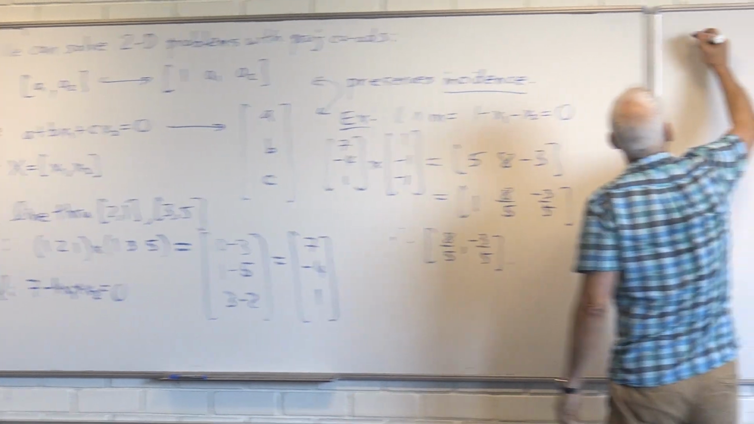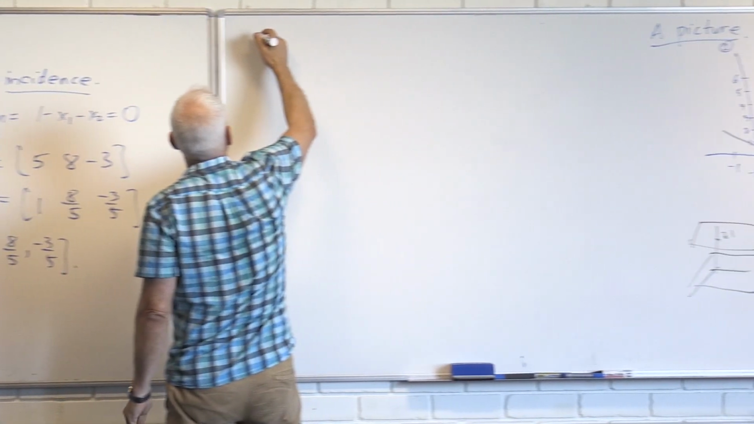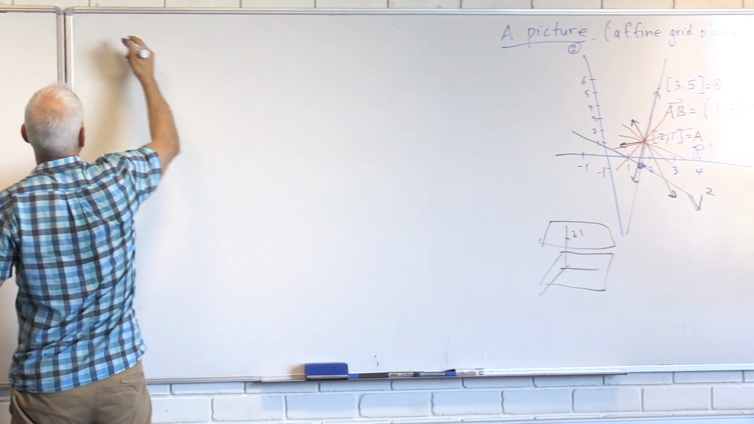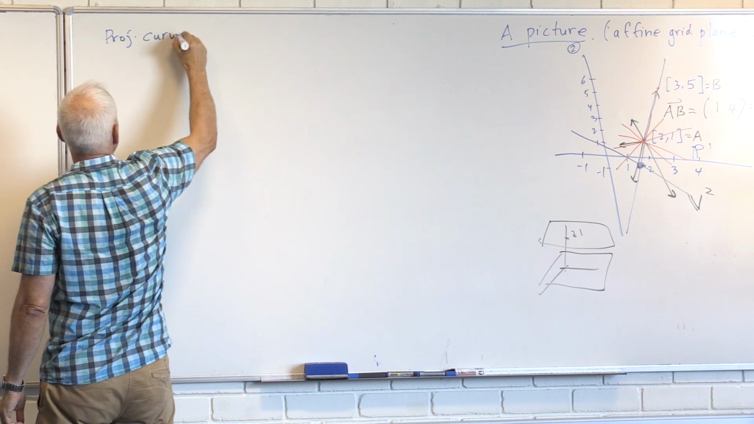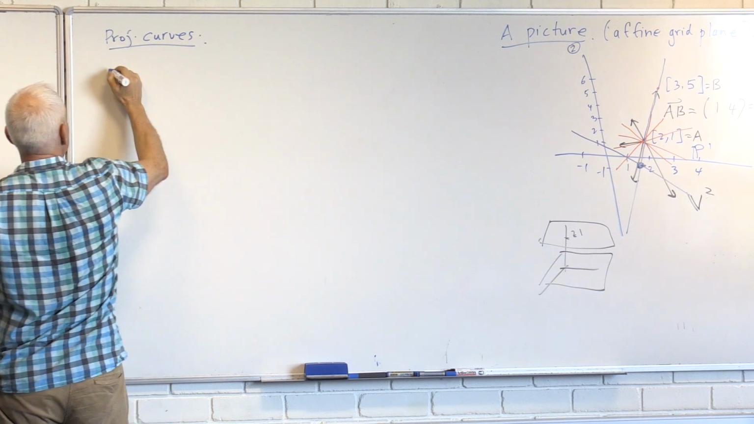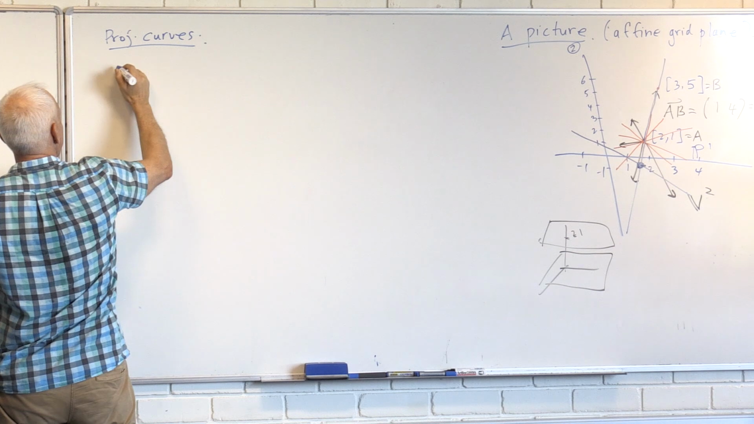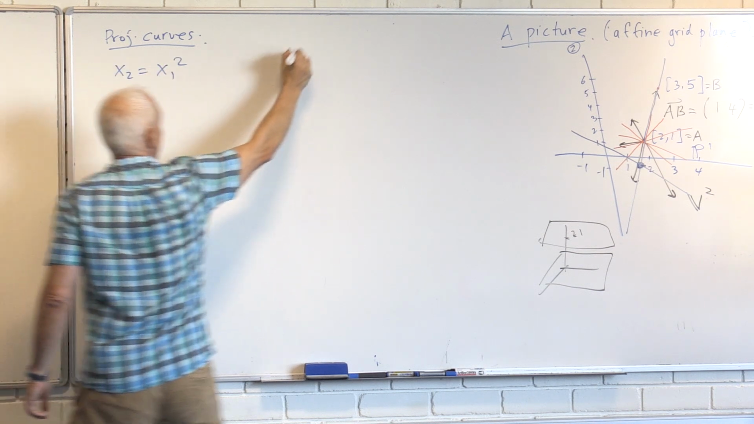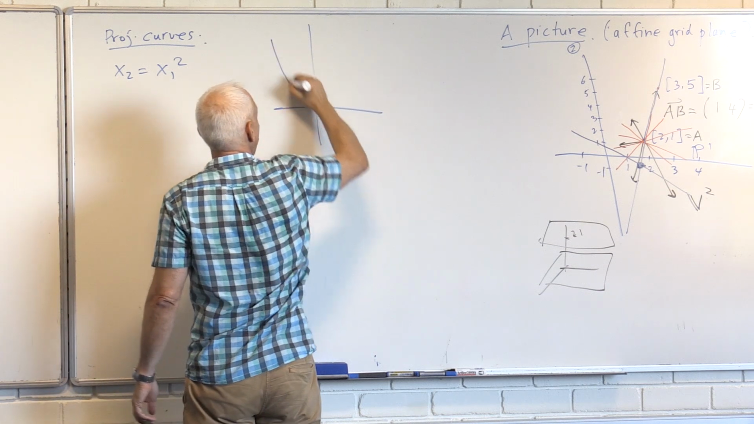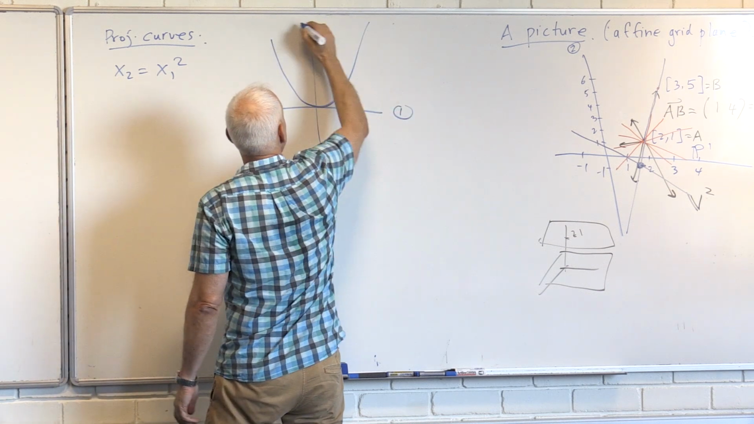And finally, another important aspect of this is that it enlarges our view of curves. So we get projective curves from affine ones. Let me just illustrate that with a very simple example. Suppose y equals x squared, or maybe x2 equals x1 squared, representing a parabola.